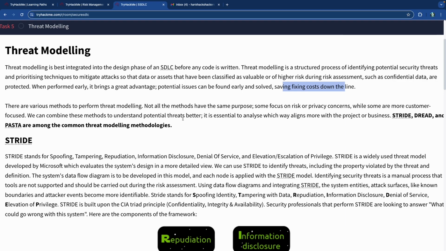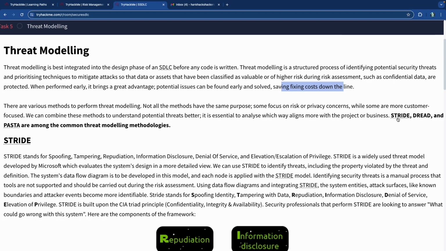There are a lot of methods to do this, and not all of these methods have the same purpose. Some of them are more customer focused, some of them are focused on risk or privacy for the company. We can combine all of those things to understand potential threats better, and it's essential to analyze which aligns more with the project or the business that you're in. And these are some of the models right here: STRIDE, DREAD, and PASTA.